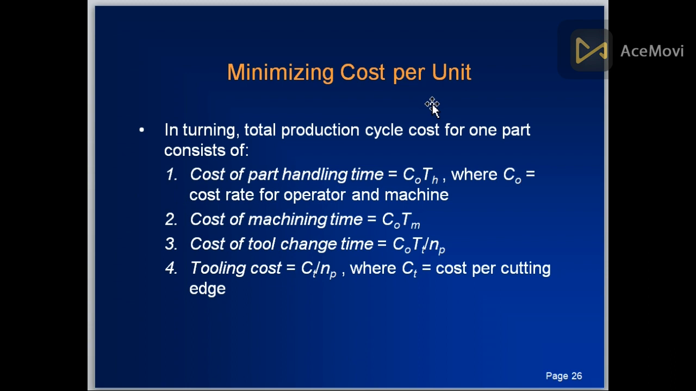Minimize cost per unit. This is the second thing. In turning, total production cycle cost for one part consists of the cost of part handling time, C0 TH, where C0 is the cost rate for operator and machine; the cost of machining time, C0 TM; the cost of tool change time, C0 TT by Np; and the tooling cost, CT by Np, where CT is the cost per cutting edge.